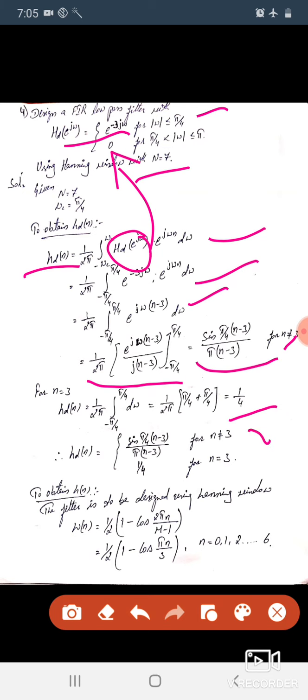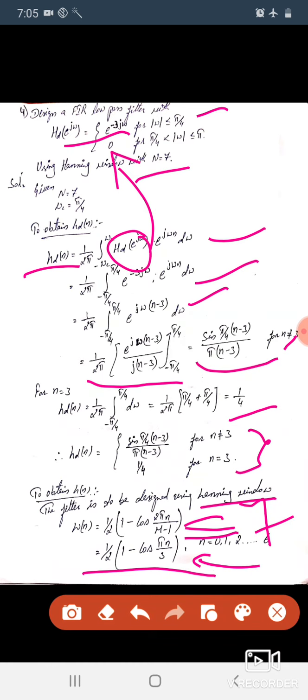Then write the equation separately. hd of n is equal to sin pi by 4 into n minus 3 divided by pi into n minus 3 for n not equal to 3, and it is 1 by 4 for n equal to 3. In this case, we have to use the Hanning window. The Hanning window is omega n equals 1 by 2 into 1 minus cos 2 pi n by m minus 1. If you solve, you will get 1 by 2 into 1 minus cos pi n divided by 3. Just substitute the m value. M is 7.